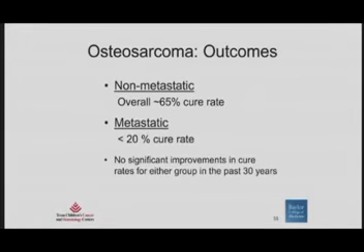In terms of outcomes with osteosarcoma, about 65% of patients with localized or non-metastatic disease are cured, whereas less than 20% of patients with metastatic or recurrent disease are cured. Importantly, there have been no significant improvements in the cure rates for either group in the past 30 years. Thus, research into the molecular basis and the pathways responsible for osteosarcoma is very important.